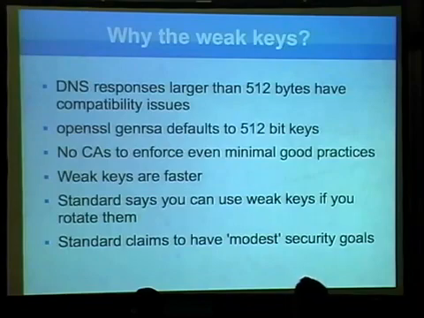And you know, the standard was designed with modest security goals. Nobody really cares about this. And as long as my email is going through to all of my customers, I don't care. Yep.